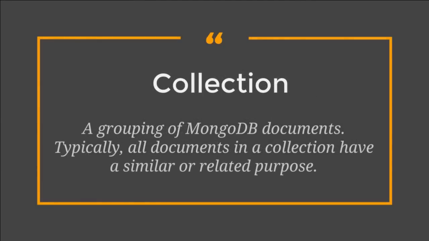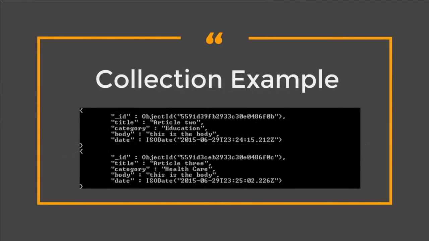A collection is a grouping of MongoDB documents. Typically, all documents in a collection have a similar or related purpose. And here is an example of a collection. In this collection, we're storing 2 documents, and each document has some data about an article.